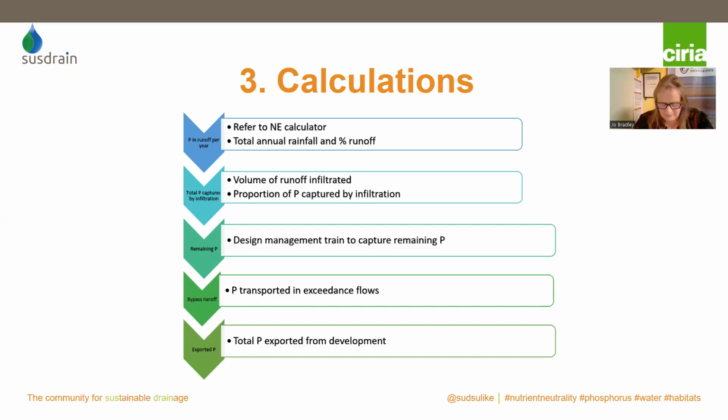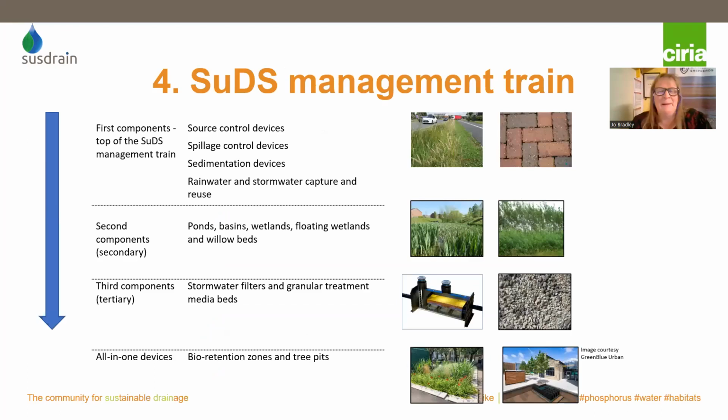So it's quite a complicated calculation, but once you get the hang of it, it's quite straightforward. There's lots of different elements. So how much water can you infiltrate? How much water can you treat? How much water will you bypass in high flow conditions? And what proportion of the phosphorus in the treated water will you capture? And that gives you the basis for your SuDS design.